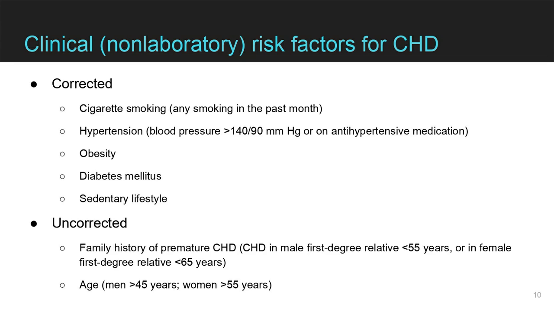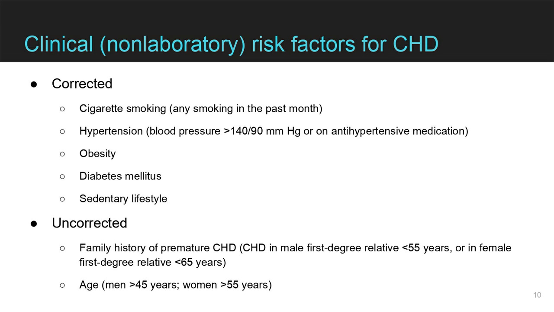To prevent development of the previous stages, or formation of atherosclerotic plaque, we know several risk factors, which are listed here. We can divide them into corrected, which we can change, and uncorrected, which we can't change. Corrected is cigarette smoking. Patients can prevent development of atherosclerotic plaque by not smoking. The next factor is hypertension.